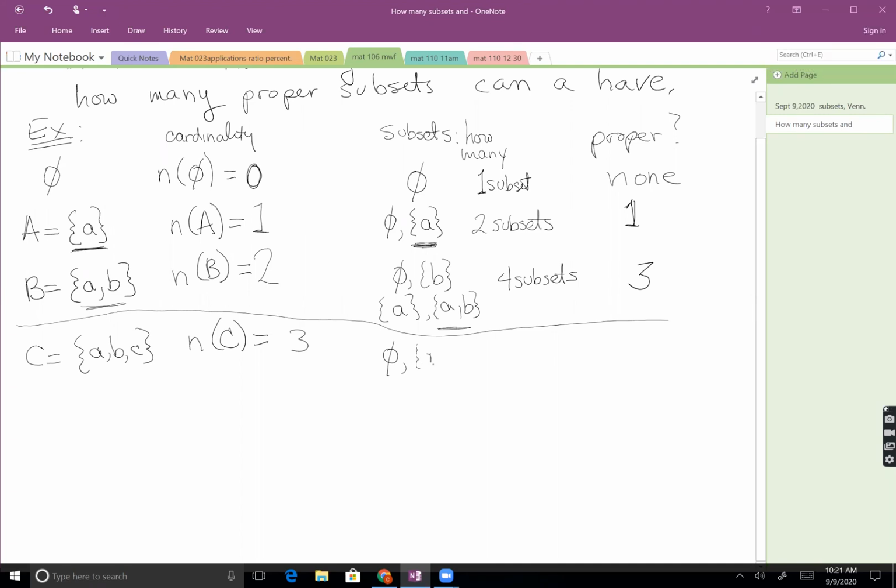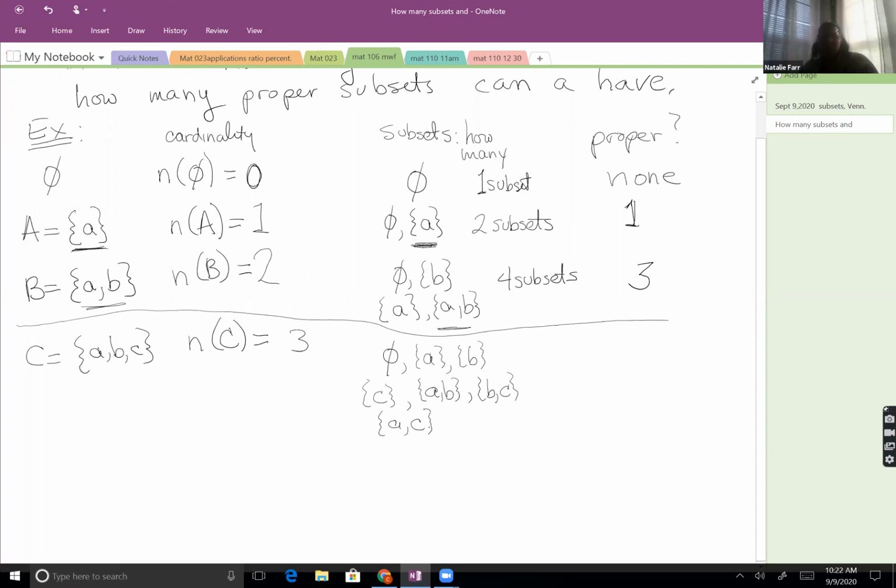A. Anything else? B. Just B, beautiful. Anything else? C. Anything else? A and B. Anything else? B and C, I like it. Anything else? A and C. And I think there's one more, A, B, and C, the whole thing.